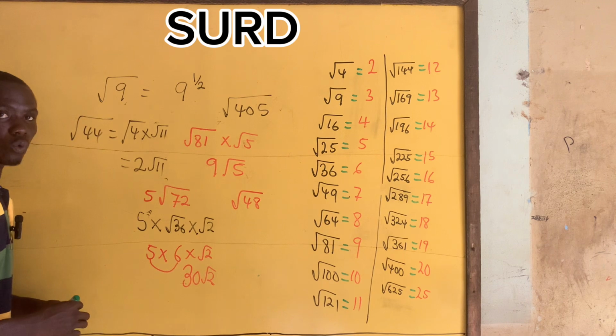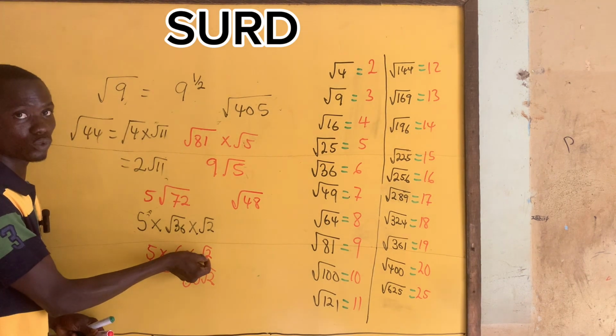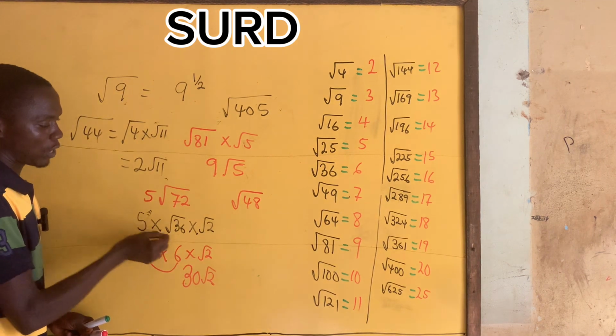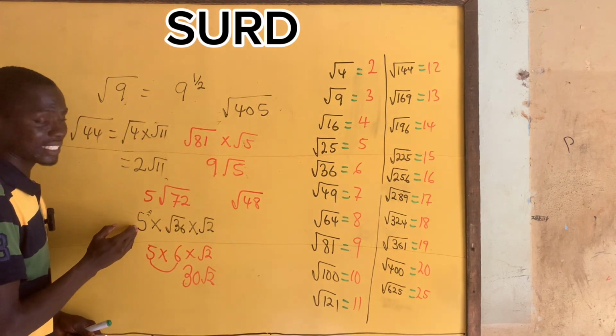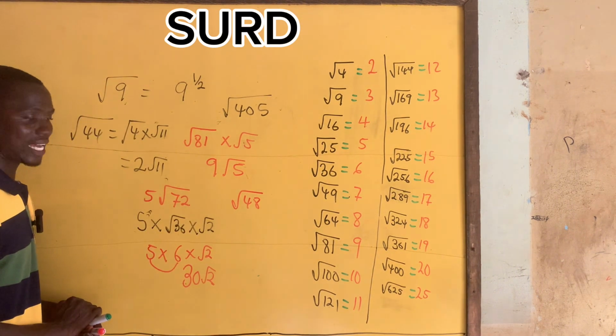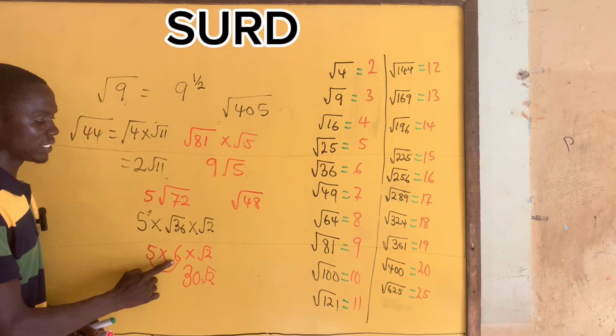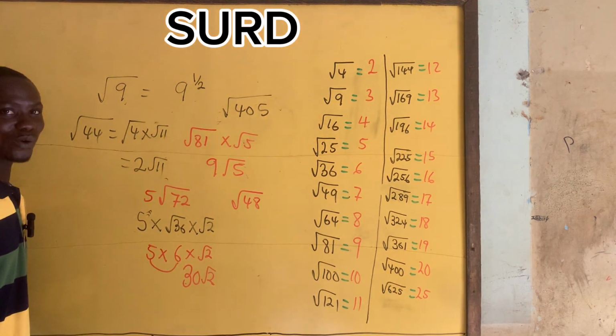root 2. You are not going to multiply this by what is under the square root. If we are multiplying, what is under the square root multiplies what is under the square root. And if there's a number multiplying, it just multiplies the coefficients of what is under the square root. So here, 5 times 6 is 30, and the coefficient here is 1.